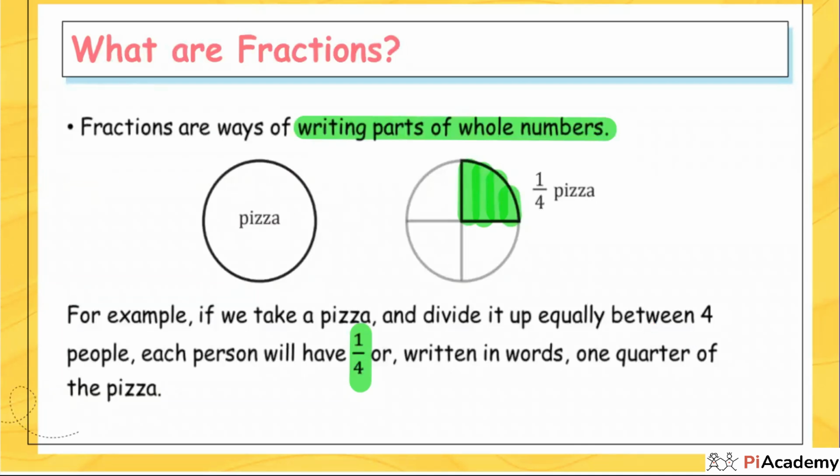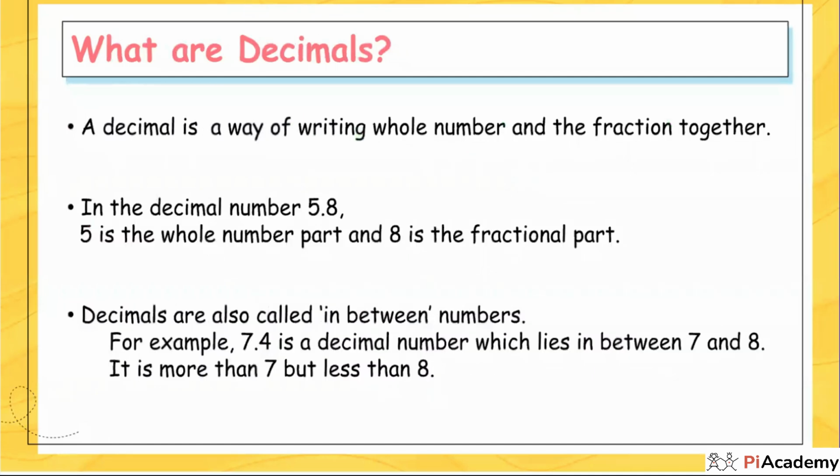So this is about the fraction. In a fraction, basically you have two things: one is the numerator and the other, 4, is the denominator. Very good. Let's move to the next one. What are decimals? A decimal is a way of writing whole numbers and the fraction together.